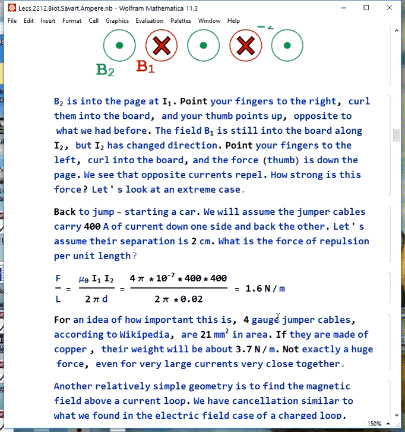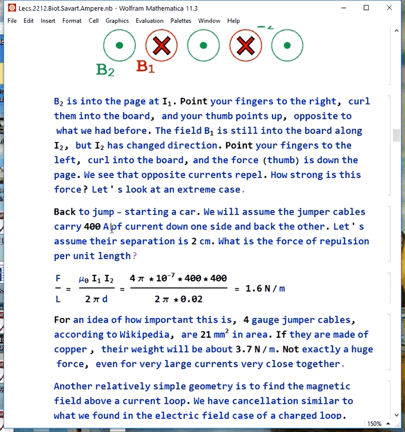Now, if these are 4-gauge jumper cables, which is common, made of copper, their weight would be about 3.7 newtons per meter. So this isn't a huge force. This is less than the weight of the wire. So if you split the jumper cable in two, it's not like they would be pushed apart enough to levitate one of them or anything interesting like that. And again, this is a ridiculously large current that we don't normally encounter, and it's very, very close to another current. So this is really kind of the top end force. In general, this force is negligible.